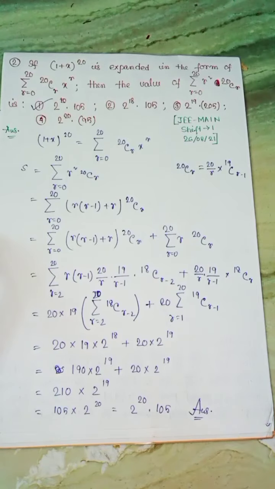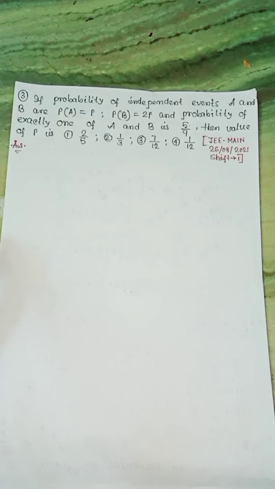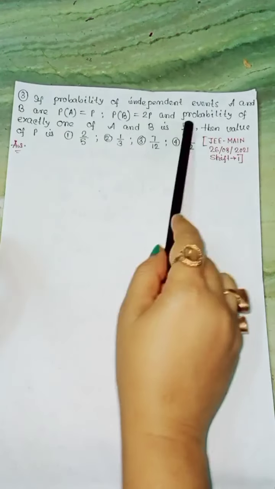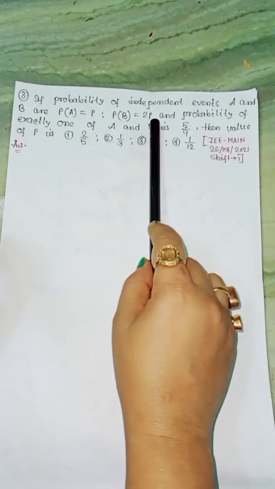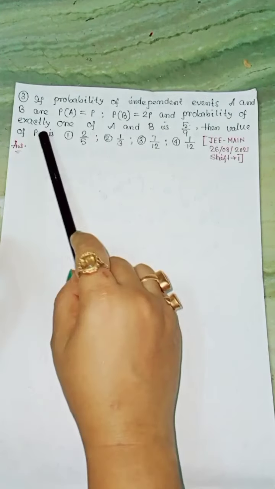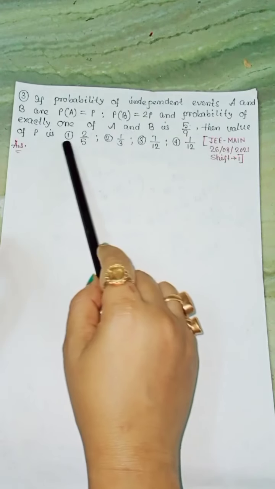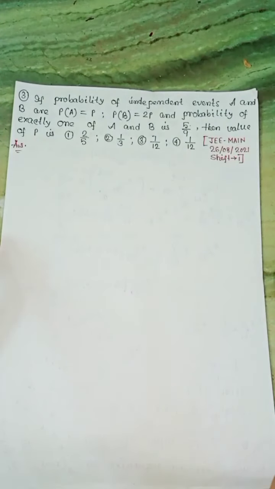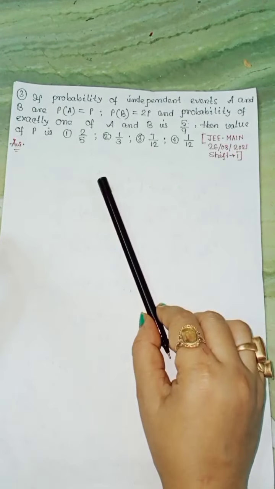Now moving to question 3. Question 3 tells that the probabilities of independent events A and B are P(A) is equal to small p and P(B) is equal to 2p, and the probability of exactly one of A and B is 5/9, then the value of p is, options are given. So this is a question from probability, and it's also a memory based question.